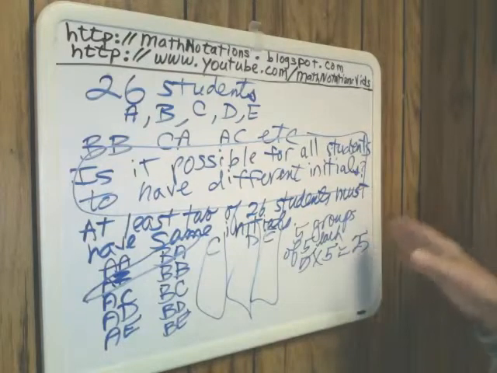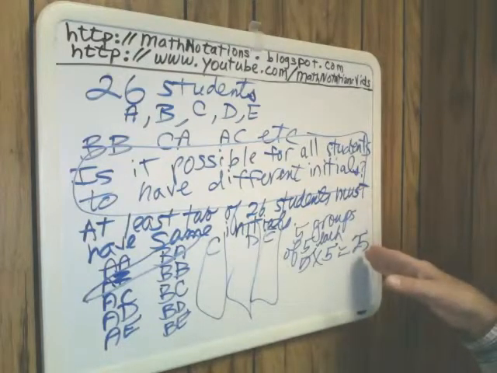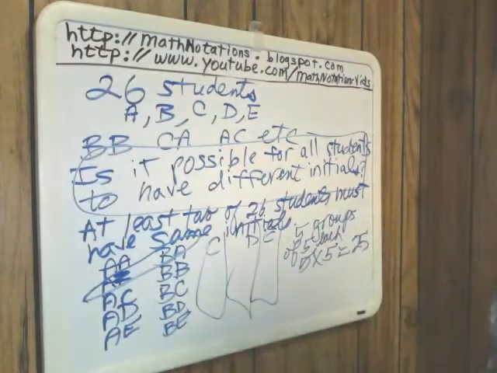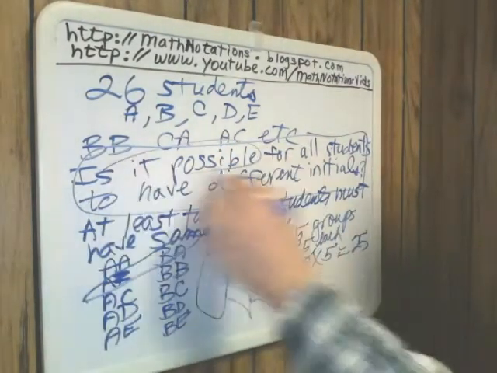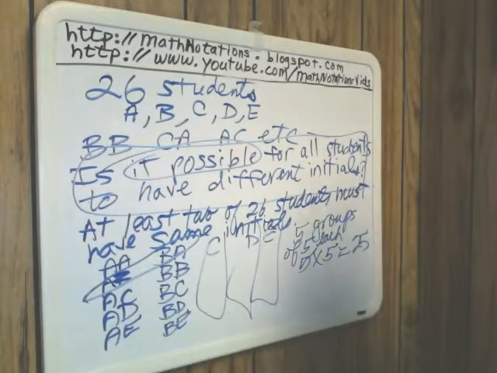And this could very easily be demonstrated with the slot method, but let me just review the conclusion. If there are 25 different sets of initials possible, and there are 26 students, then it is not possible for all 26 students to have different initials.